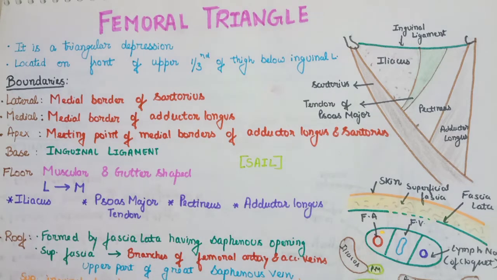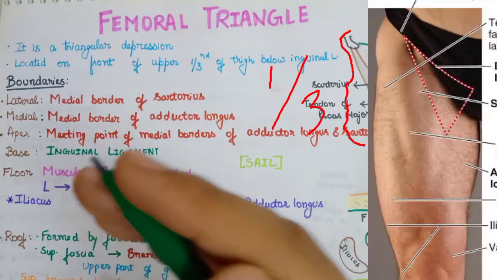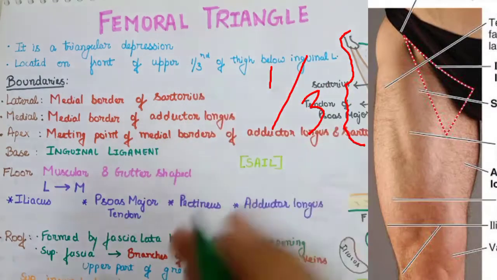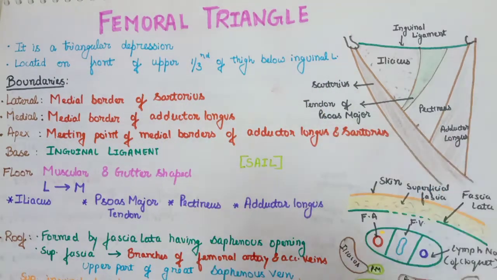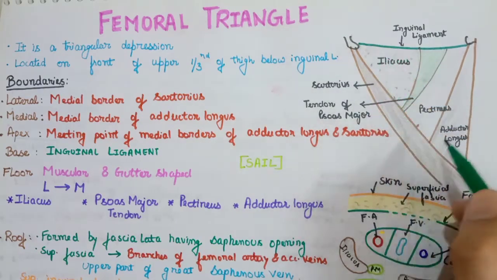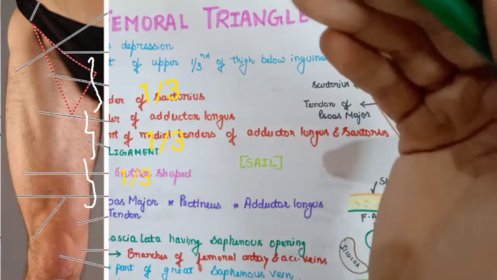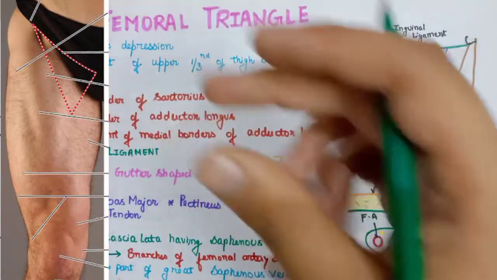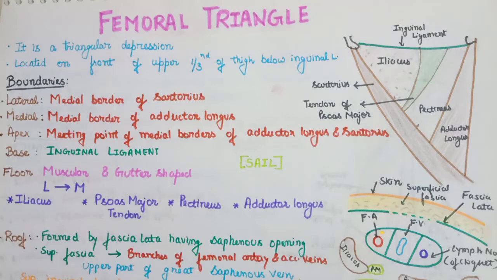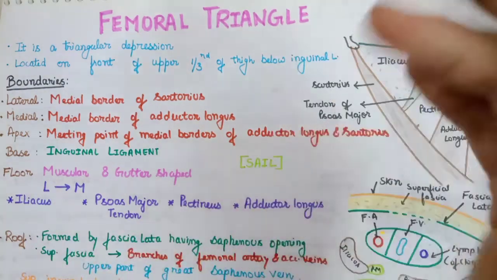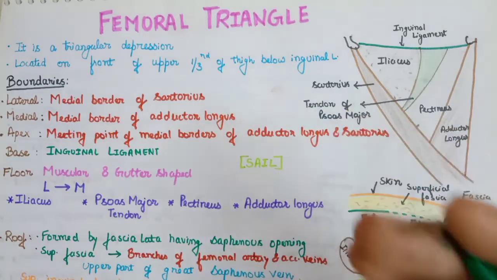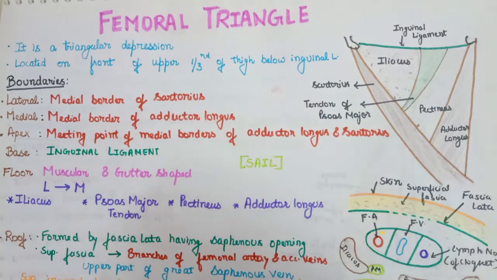So in the introduction part, you must write in your answer what is the femoral triangle. So how do you define it? It is a triangular depression which is located on the front of the upper one third of the thigh below the inguinal ligament. You can see in this diagram, it is located in the front of the upper one third of the thigh. You divide the whole thigh into three parts: upper one third, middle one third, and the lower one third. Why are we dividing into three parts? Because there are three structures that are very important, and there are some particular features of the junction of the upper two thirds and the lower one third that we'll study in the lower limb anatomy. Meanwhile, you should know we divide the thigh into three parts.